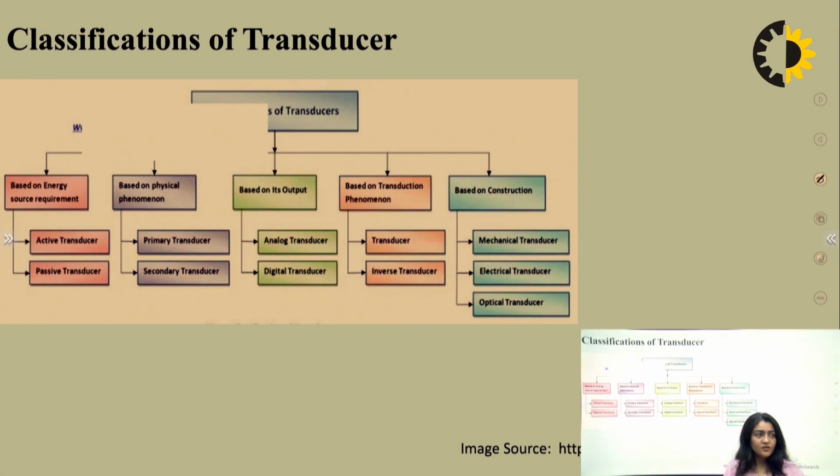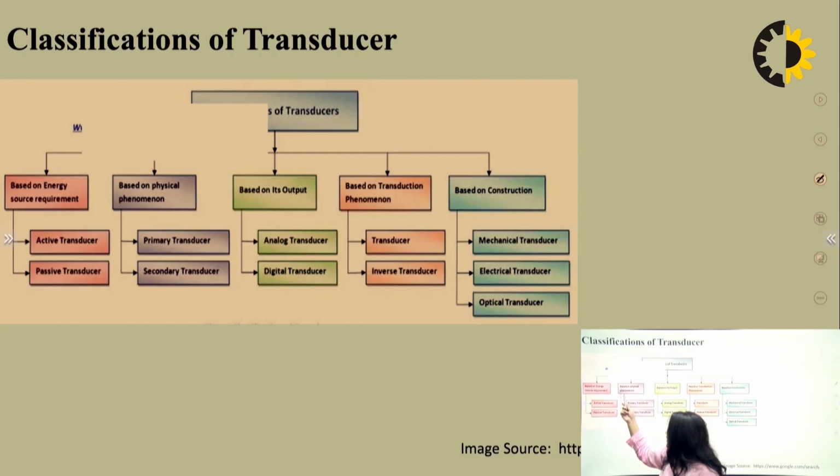Now, what is the classification of transducers? Transducers are classified into different kinds depending upon what kind of application you are using. For example, based on energy source requirement, you have active transducers and passive transducers. Sensors are active sensors, which require an external power supply. Transducers are mostly the opposite. Active transducers are those which do not require an external power supply for the conduction, and passive transducers are those which require an external power supply.